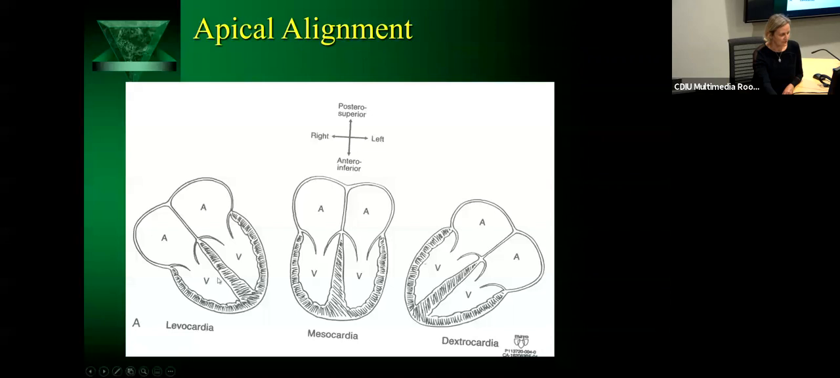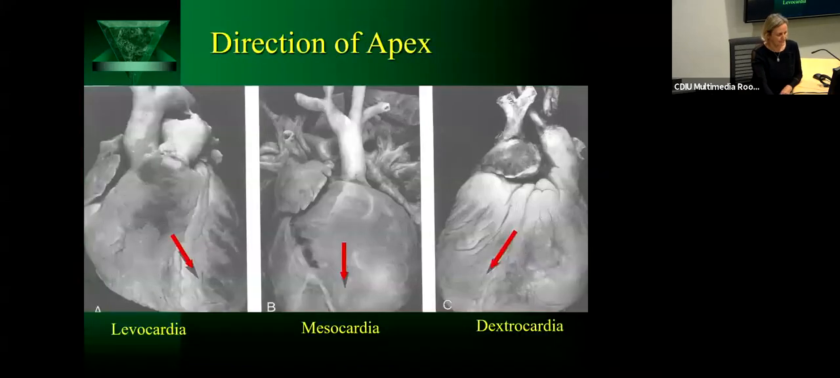So there's a nice picture of the atria and the ventricles, and if the head were here, the apex is pointing toward the left, so the usual position. Mesocardia is more midline, and dextrocardia is in the opposite direction than we normally expect. There are just another couple of pictures showing levocardia, mesocardia, and dextrocardia.